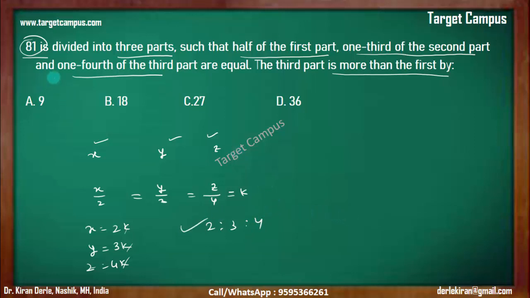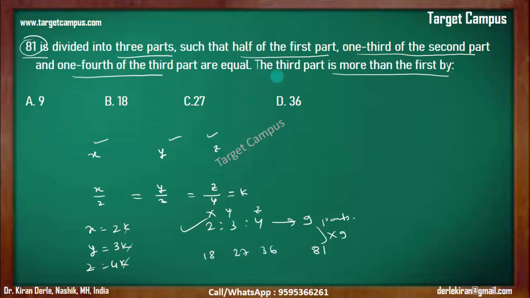And 81 is divided into these three parts, right? So x, y, z is in this ratio, right? So this is equal to 9 parts. So what is total? 81 we are asked to find out, right? So if 81 is the total for 9 parts, each part gets multiplied by 9. So 2 into 9 is 18. 9 into 3 is 27. 9 into 4 is 36, right?